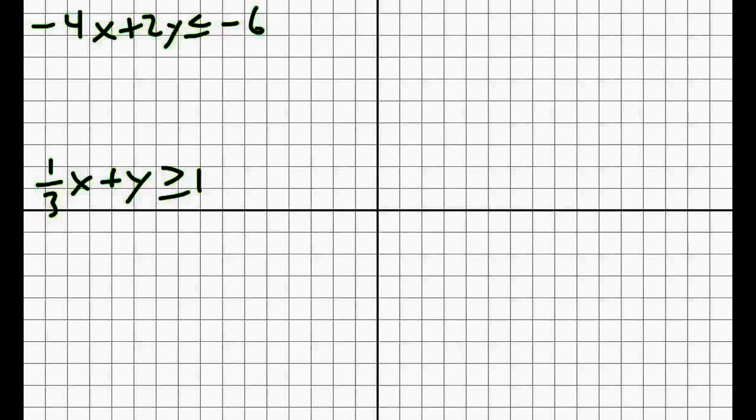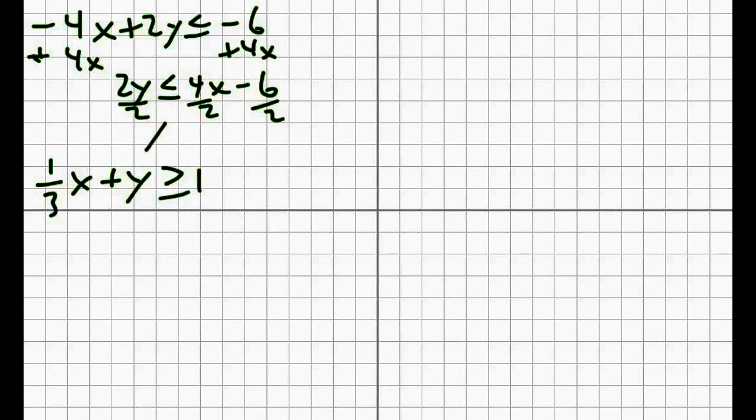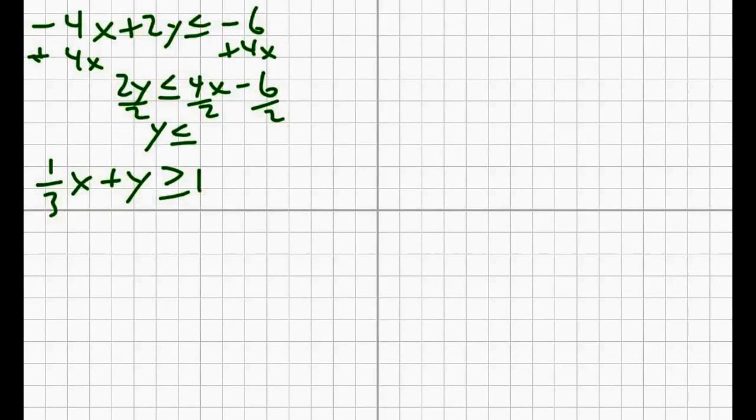Alright, so our first inequality is not in slope-intercept form. In our last example, both inequalities were in slope-intercept form. It was easy to do. This one won't be that difficult, we just have to get it into slope-intercept form. So let me add 4x to both sides. I get 2y is less than or equal to 4x minus 6. Divide everything by 2. And y is less than or equal to 2x minus 3.